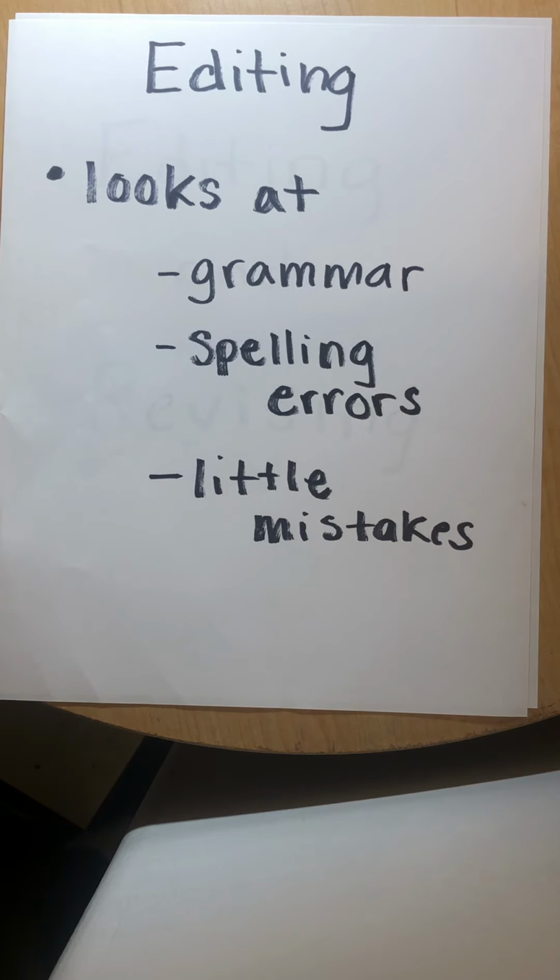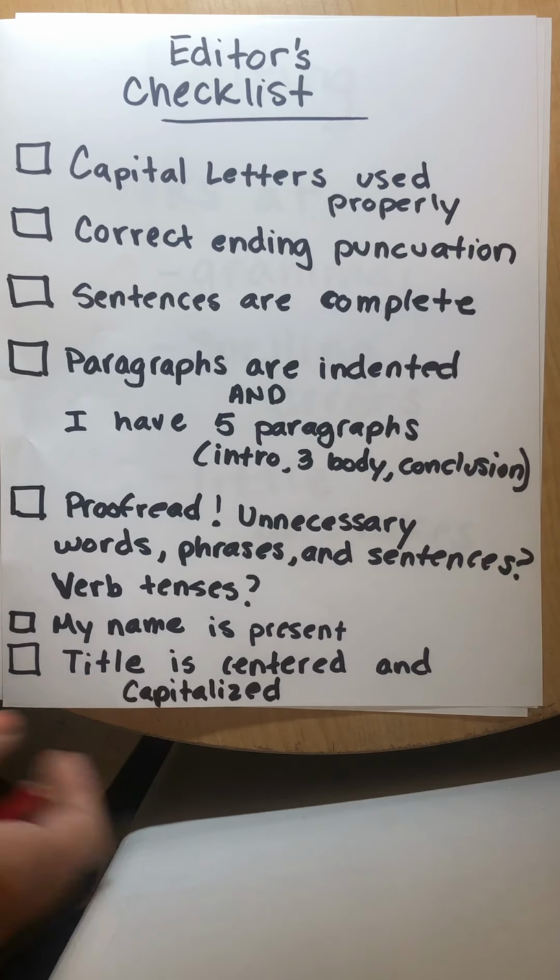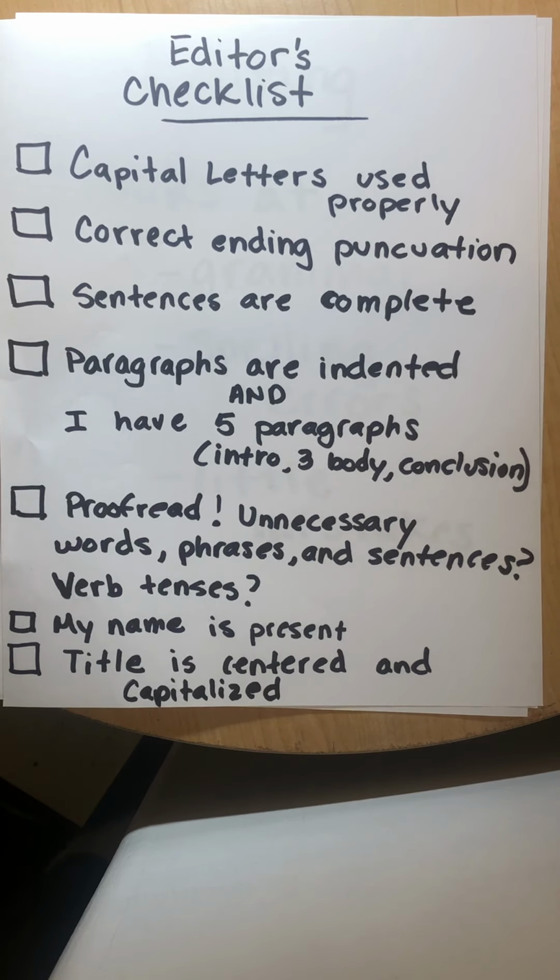When you are editing, it'd be helpful to use this editor's checklist. Things that you want to look for when you're editing are capital letters used properly. Now, when capital letters are used properly, you would use them at the beginning of a sentence, for proper nouns, and for certain letters that require an uppercase, such as when you use the word I.